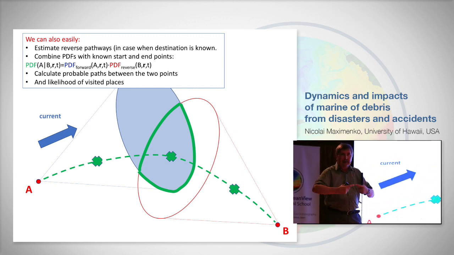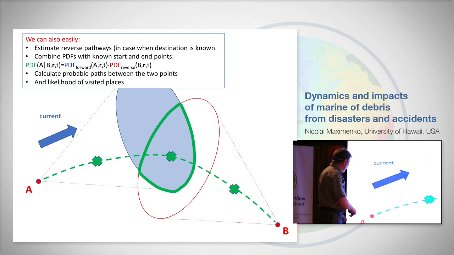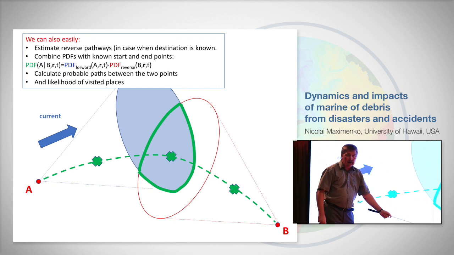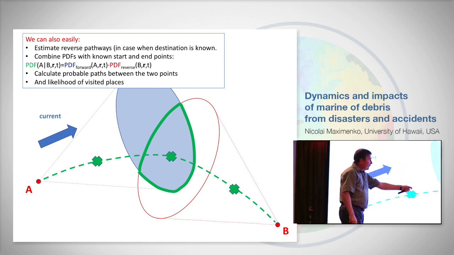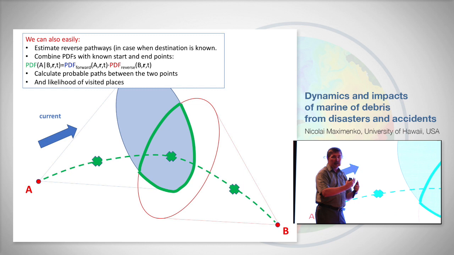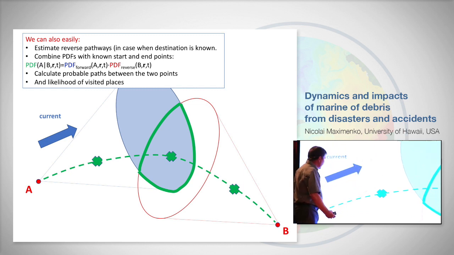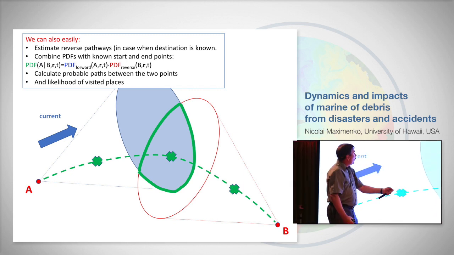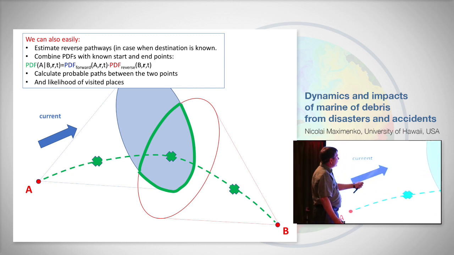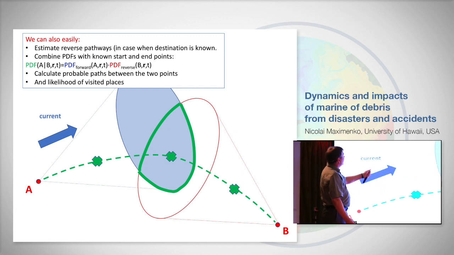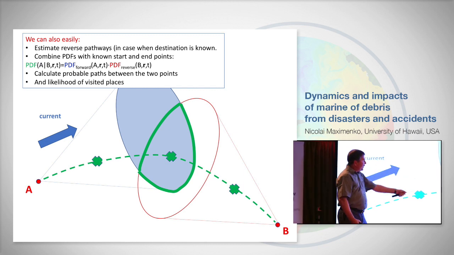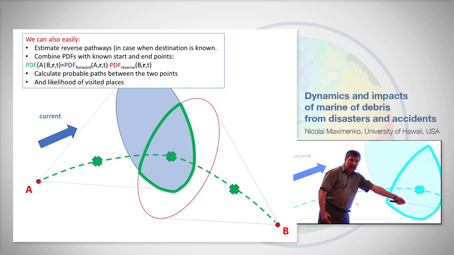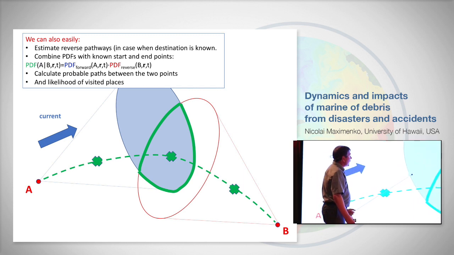Now we can combine probabilities. For example, if we know that a boat started from point A and ended at point B, then we can estimate its probable location at some intermediate time. This is easy. We just run forward from the start point, run backward from point B, and then we estimate the probability for the particle to start at point A, be at this location at the intermediate time, and end at point B at the end time.